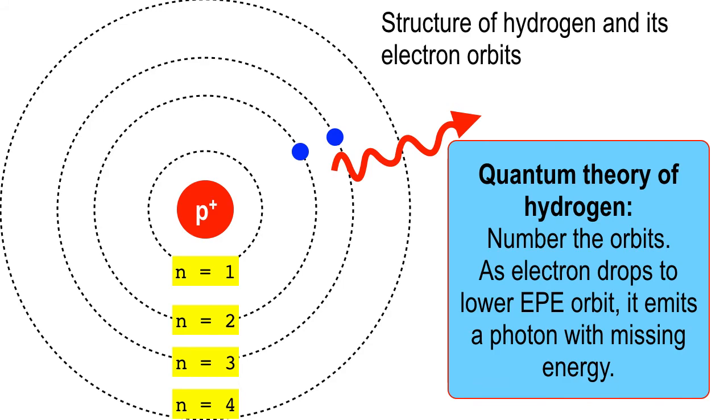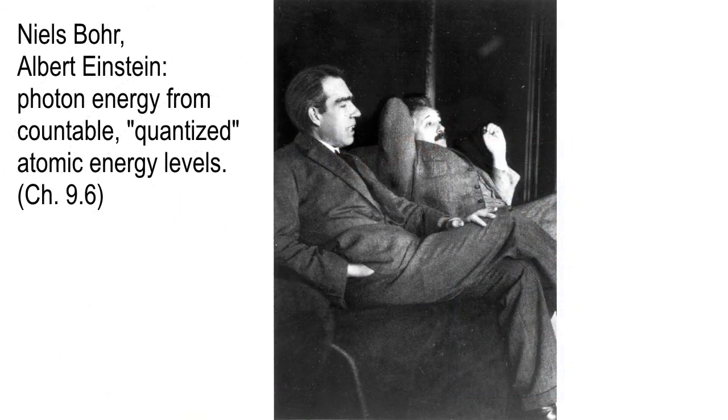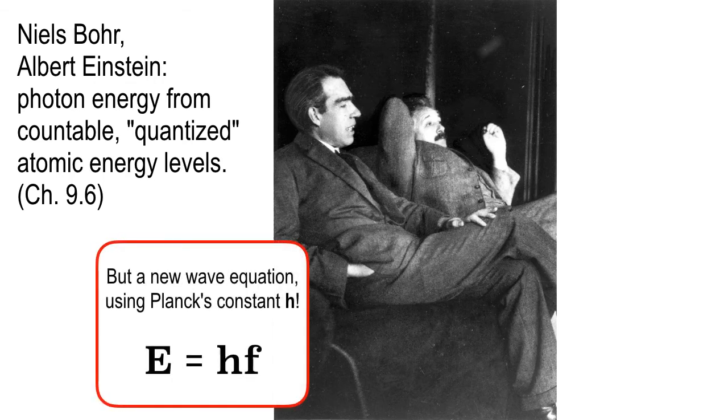I want you to read in chapter 9.6 about photon energies being quantified and quantized, and countable atomic energy levels. Here's the formula that these guys used for hydrogen. That's a picture of Niels Bohr and Albert Einstein kind of chilling out at some scientific conference, probably talking about electrons or something. Or maybe talking about what's for lunch, who knows. Anyways, that's the two guys.